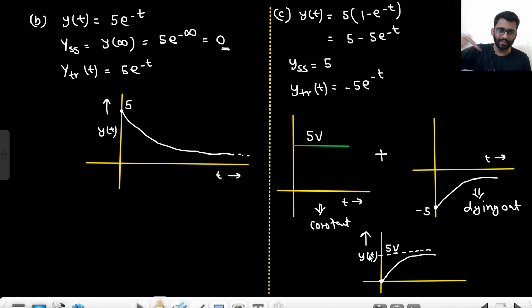Now why is the trajectory like this? Why is that? We will see that in the further part of the video. Why is it not like this? Why is it like this only? We will see all that.